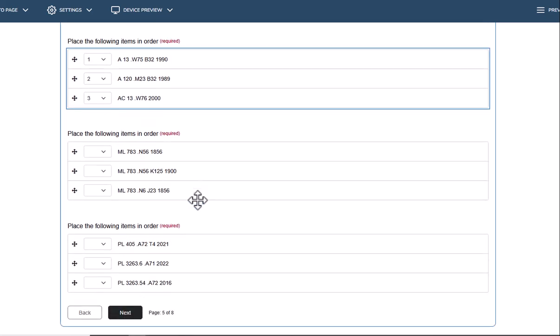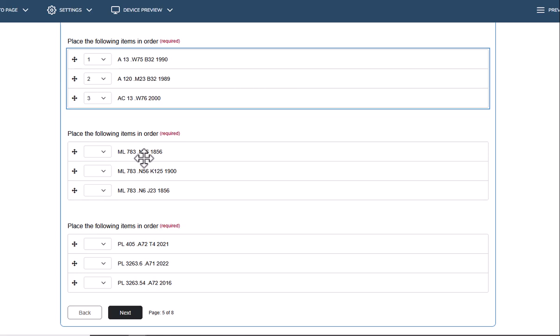All right, let's move on to the next one. So here we have ML 783, ML 783, and ML 783. So this one's a little bit trickier. We have to go further down the call number. So ML 783, point N, point N, point N, 0.6, 0.5, 0.5. Now remember, these are decimals. After this first decimal point, these are all decimals.